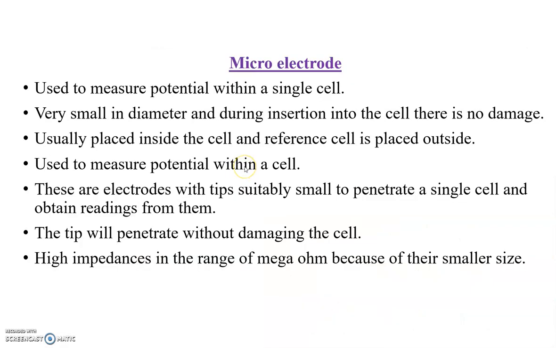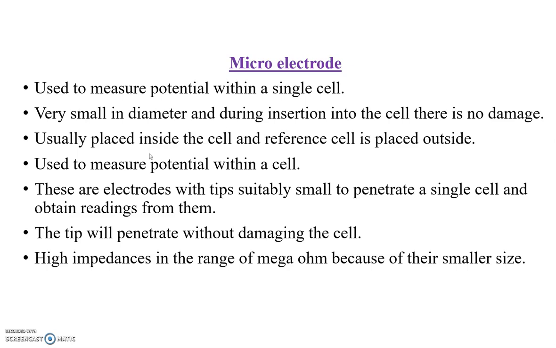So next one is the microelectrode. It is used to measure potential within a single cell. It is very small in diameter and during insertion into the cell there is no damage. It is usually placed inside the cell and the reference electrode is placed outside the cell. These electrodes have tips suitably small to penetrate a single cell and obtain readings from it. The tip will penetrate without damaging the cell.